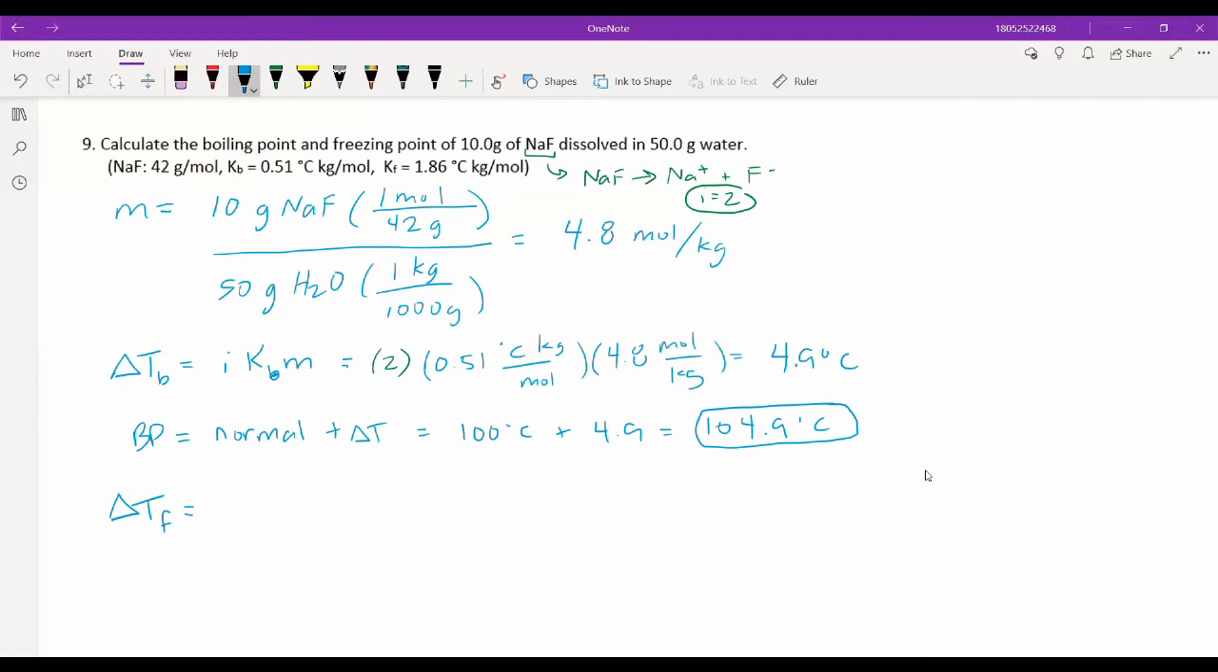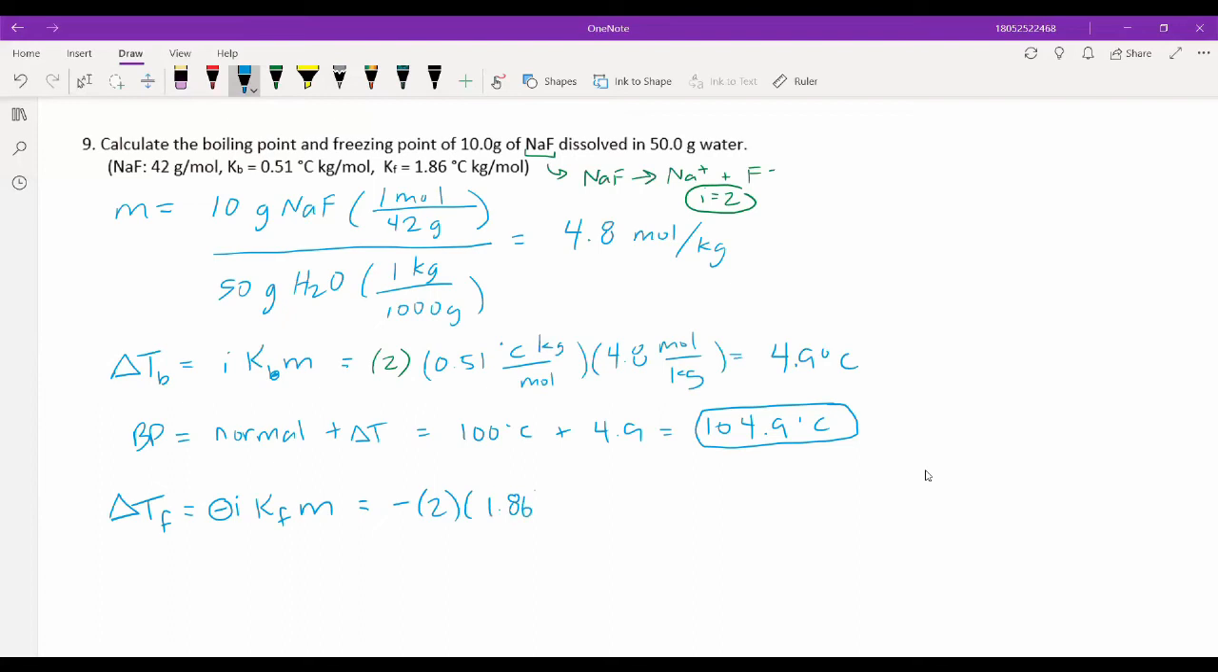For freezing point, there's a greater effect, and this one we do have a negative. Sometimes this negative isn't given, but it indeed is a negative or decrease in temperature. So you might want to just always think about, if you don't see it, just put it in there in the equation because it should be there really. So we have negative, and then i again is 2 for sodium chloride.